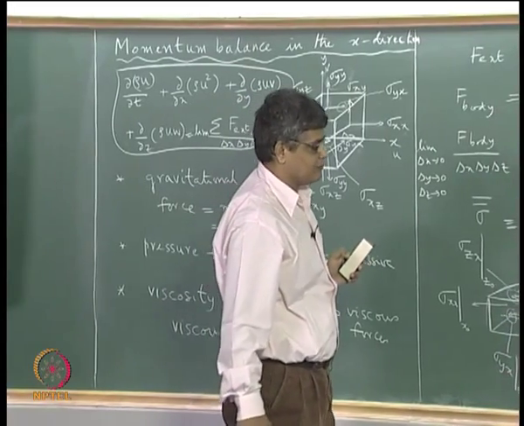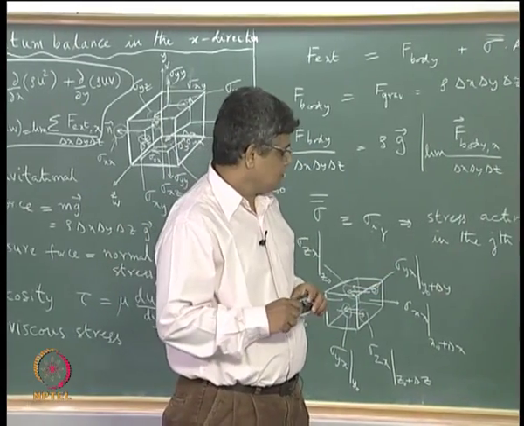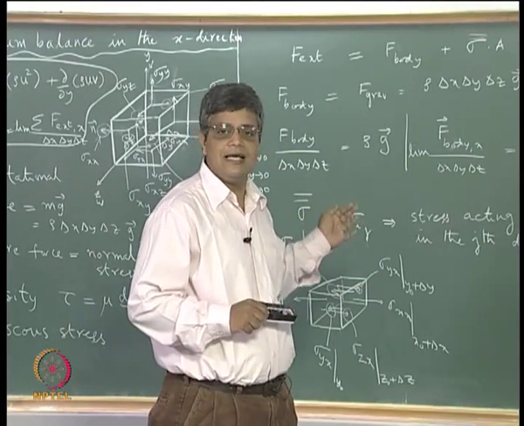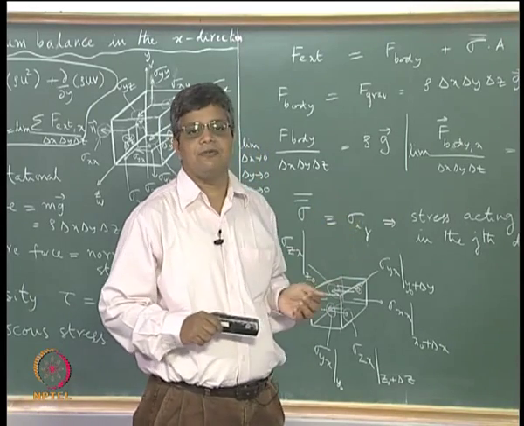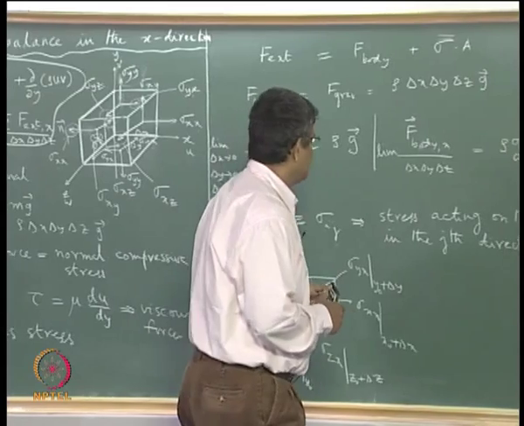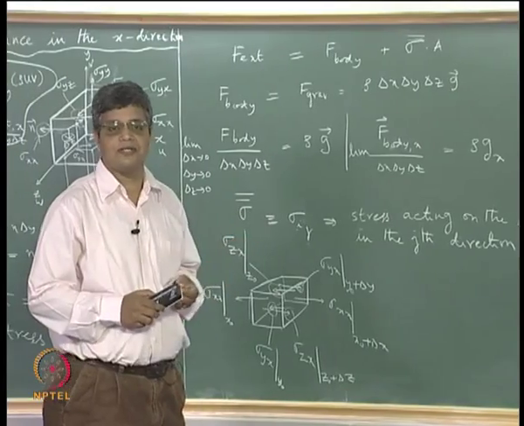So now what have we got from this? The force balance in the three directions, the momentum balance, has given us three extra equations: the momentum balance in the x direction, the momentum balance in the y direction, and a similar equation for the momentum balance in the z direction. And we also have one equation for the continuity equation, which we derived in the previous lecture. So now we have four equations.